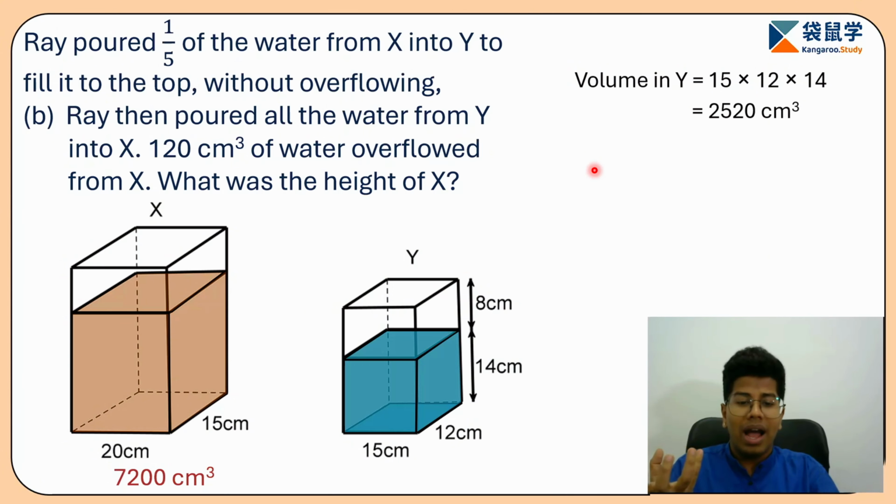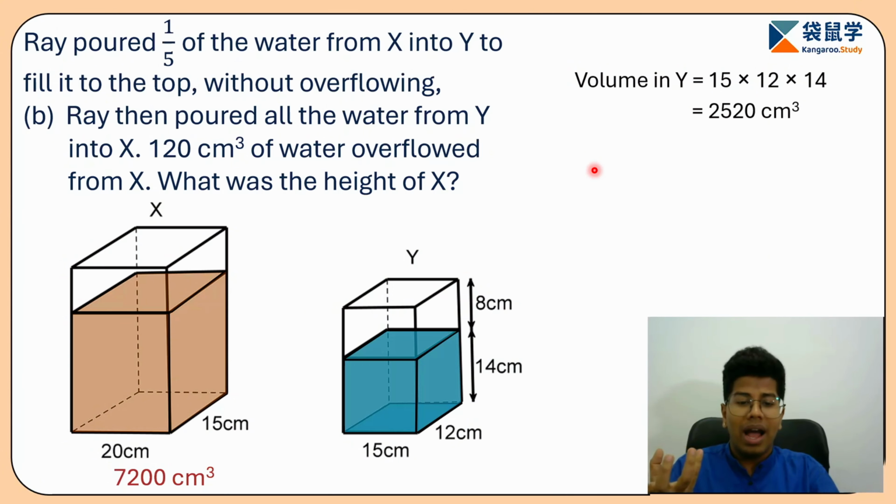But some part is moving out. So we can remove that part from the entire volume to get for X. So if I simply calculate it, it's simply 9,600 centimeter cube. So this is the volume of the full tank in X.